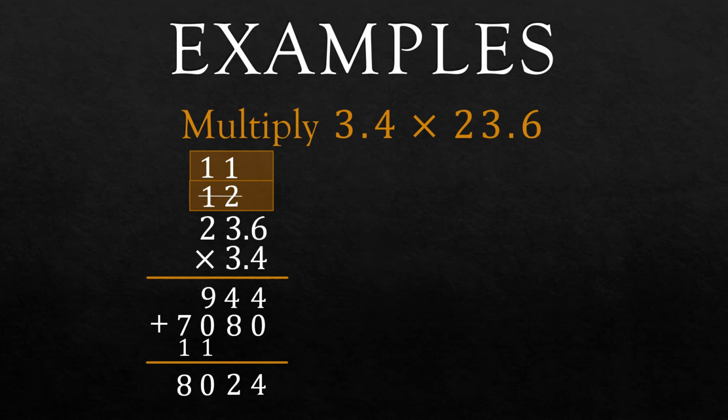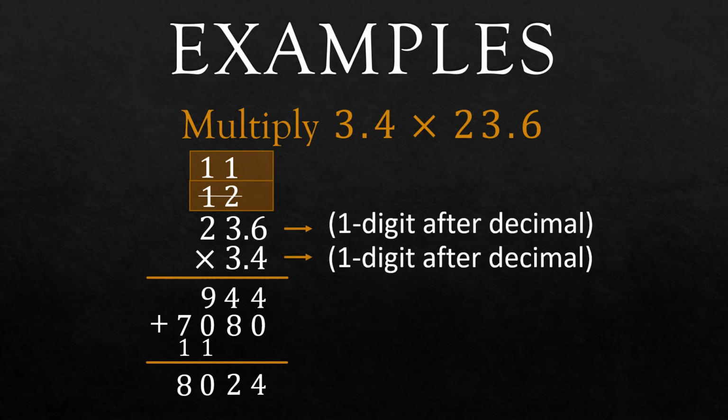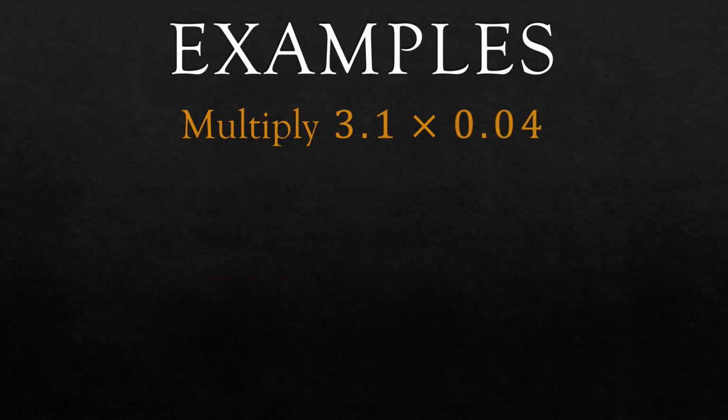Now put the decimal. How? Let's see. Just count up how many numbers are after the decimal in both numbers you are multiplying. 23.6 has one digit after decimal and 3.4 also has one digit after decimal. So the total digit after decimal is 2. So count 2 digits from the right. 1, 2. Let us solve one more question.